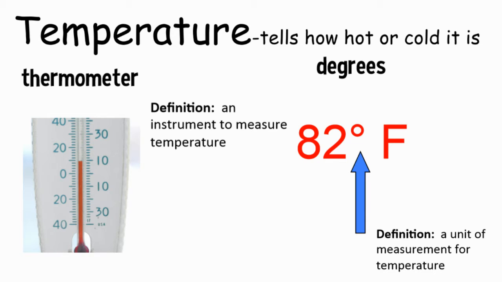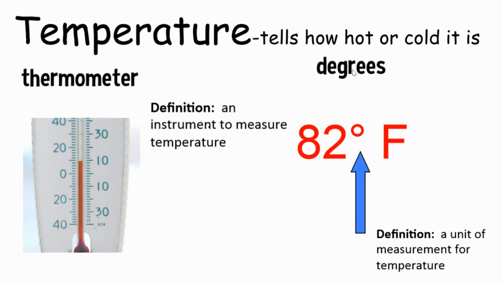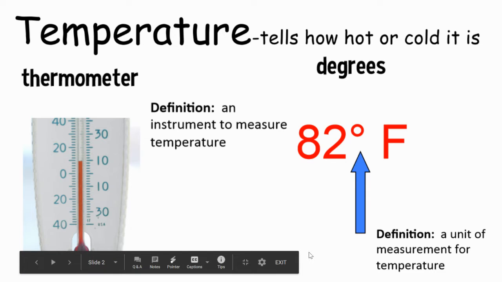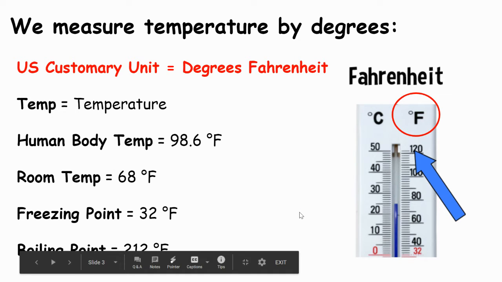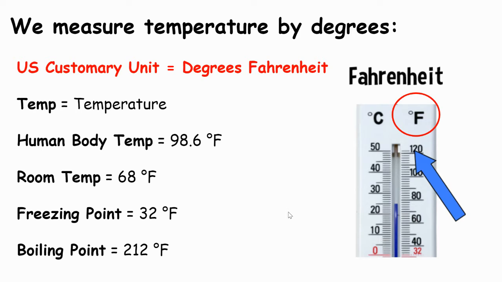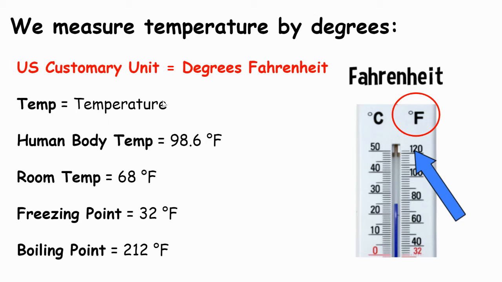And if you look here, it says 82 degrees Fahrenheit. And so this little circle sign here is called degrees, and it's a unit of measurement for temperature, okay? So just like length and volume, we have two different ways to measure temperature. We can use the US customary unit, which is degrees Fahrenheit, and we use the word temp, shortened for temperature, sometimes. So if you see temp, that's what temperature is.